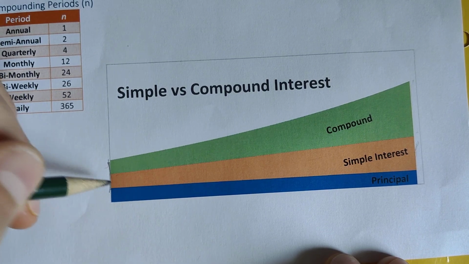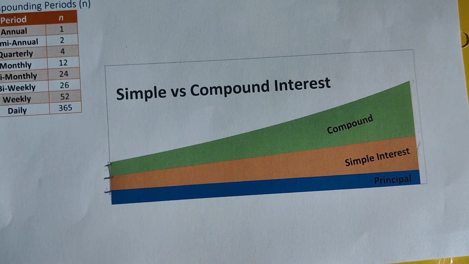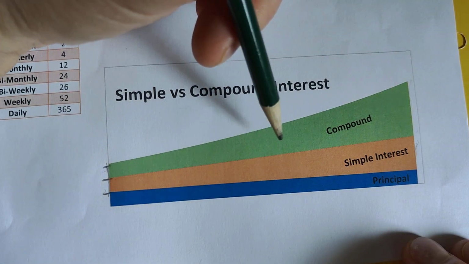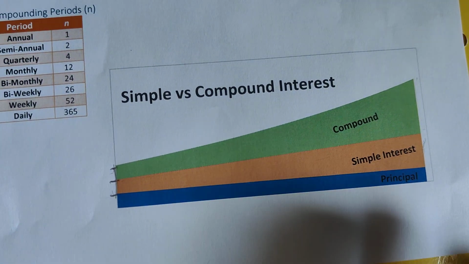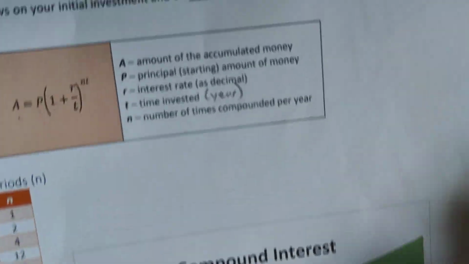Initially, there's no difference. From here to here and here to here is exactly the same. But as time progresses, you see that compound interest makes more and more money. Thus, compound interest in the long term is much better. And that's an important concept to be aware of: compound interest does make you more money over time. To see an illustration of that, we'll do a couple quick examples.